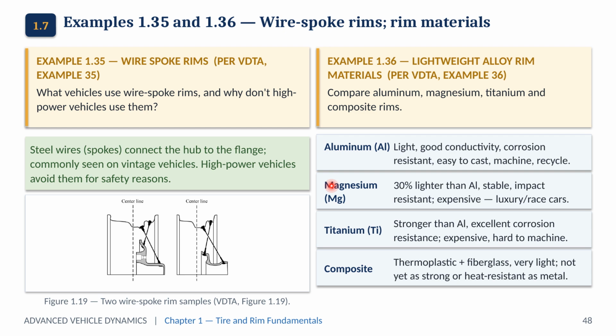Titanium is much stronger than aluminum with excellent corrosion resistance, but expensive and hard to machine. Composite, thermoplastic with fiberglass, is very light, but not yet strong or heat-resistant enough to replace metal.